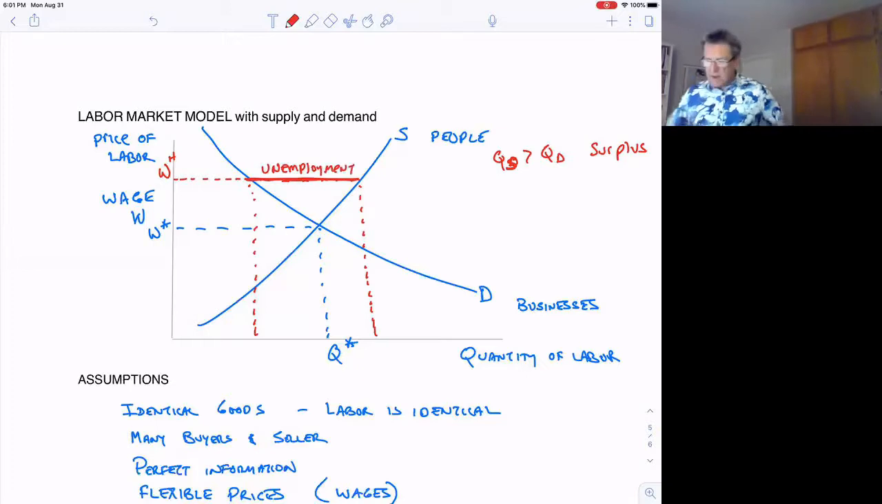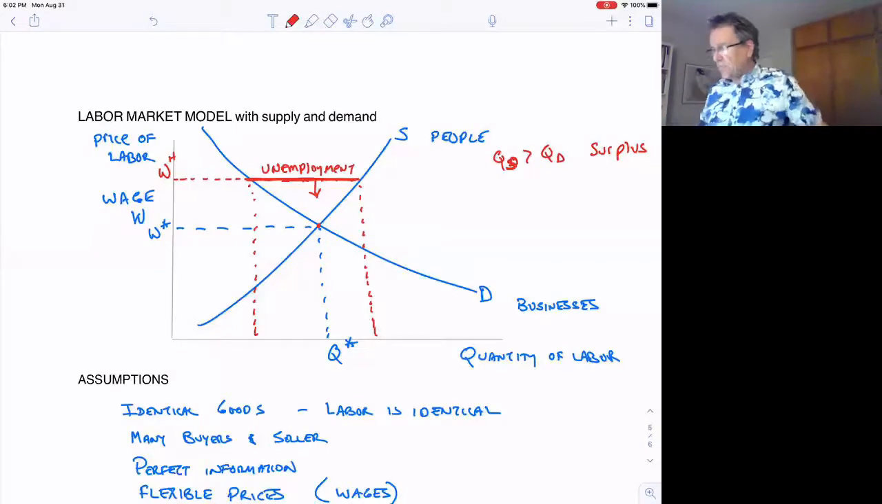So in this model, the solution is that the wages are too high and they need to fall. And as wages fall, we'll be moving along the supply curve and the demand curve, and we'll move down to equilibrium quickly. And at equilibrium, there will no longer be unemployment. But that's not really what we see. We frequently see unemployment, and it lasts a long time.